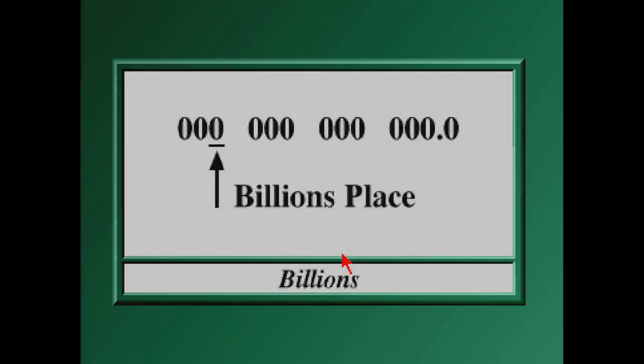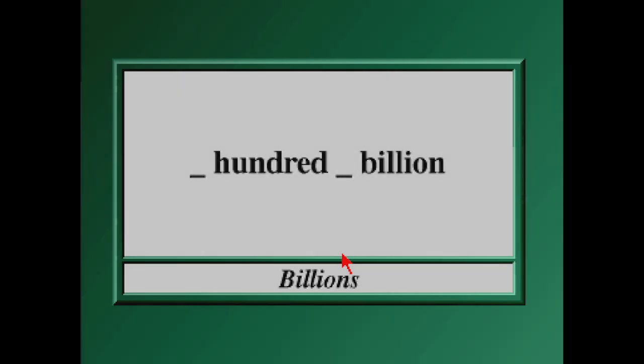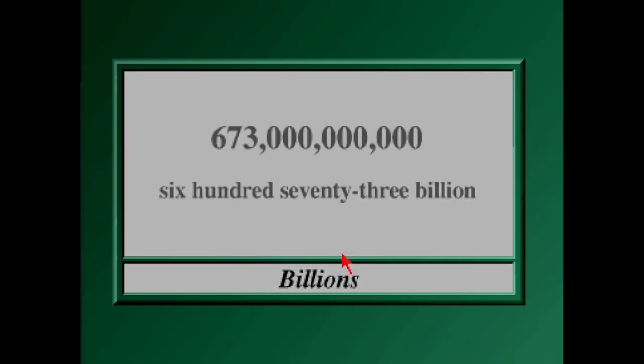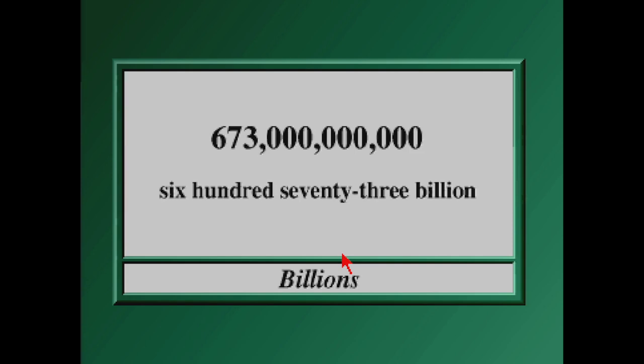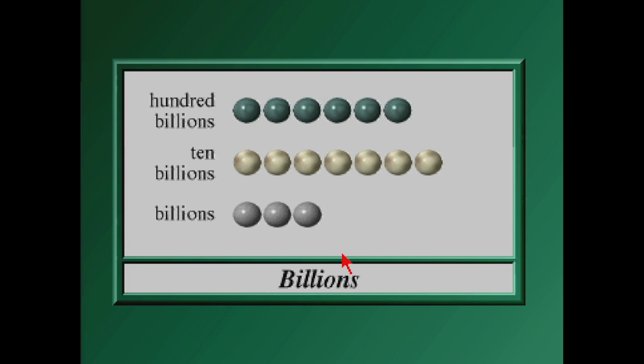The 10th place to the left of the decimal point is the billions place. The fourth group of 3 places to the left of the decimal point is called the billions group. Numbers in this group are read as blank hundred, blank billion. For example, 673,000,000,000 is read as 673 billion. This number has 600 billions, 7 ten billions, and 3 billions.